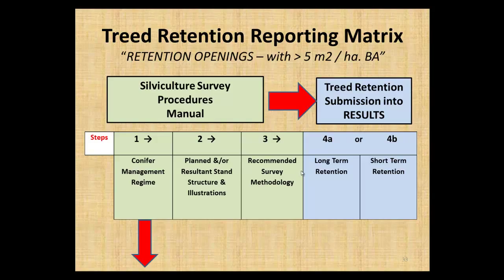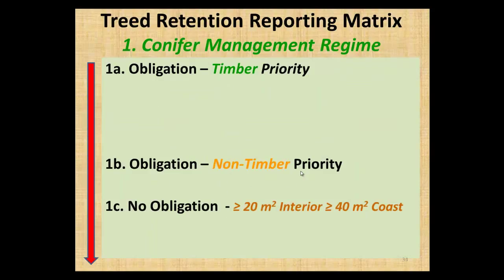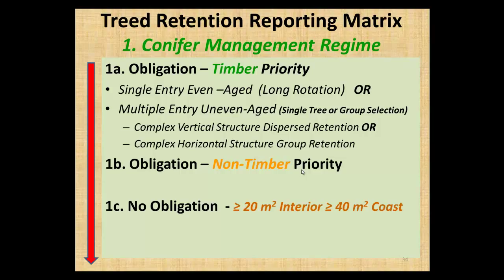And so we'll move down. We'll look at the conifer regime aspects first and see how I have that broken down. As you can see, that's the first column. We call it column 1. And there are 3 options there: 1A, 1B, 1C. So 1A is where timber is your main priority. That is the main obligation, to grow trees, and in this case conifers. And we have several options within this objective.